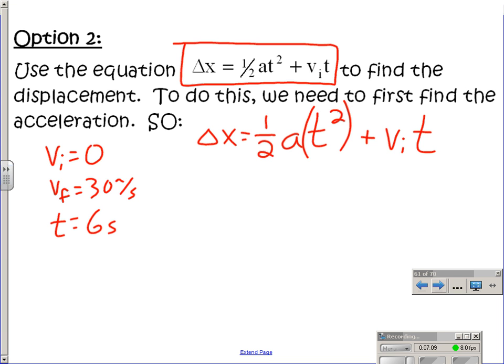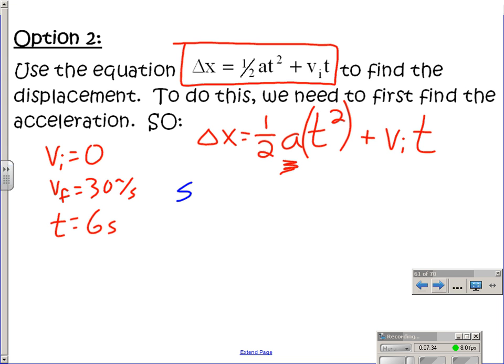If anybody's interested in where this equation comes from and you want to stick around either before or after school, I'm happy to show it to you, but my guess is that 90% of you don't care. But just know it comes from some algebra and using some other equations that we've already learned. The problem is I can't use this equation right now because it requires me to know the acceleration. So once again, this is going to become a 2-step problem.